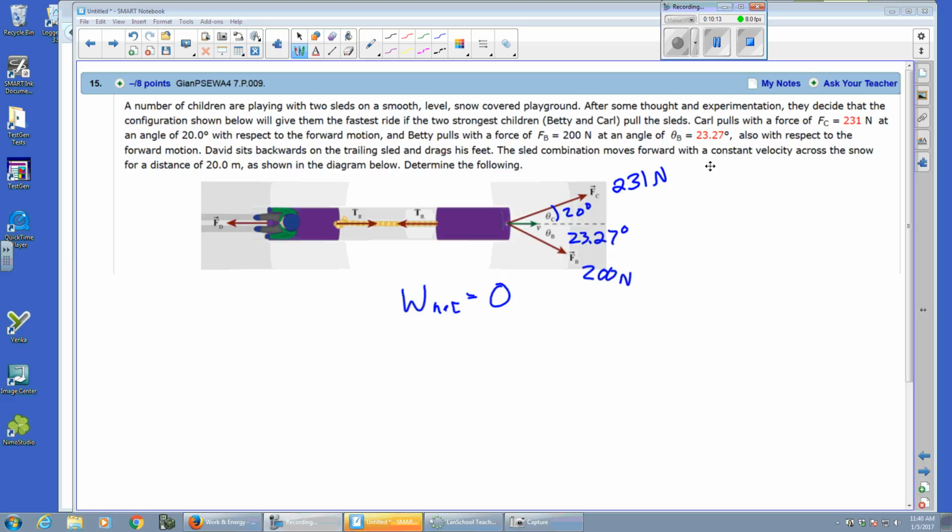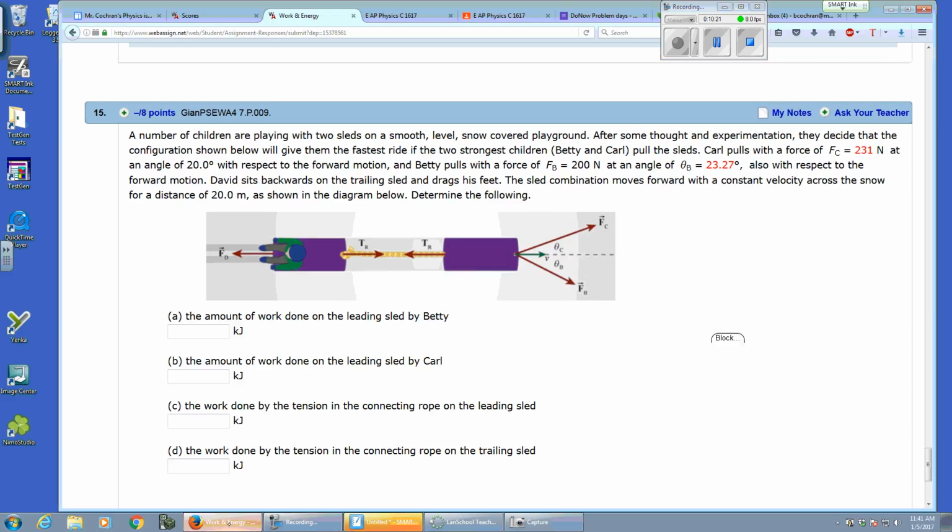All right. So determine the following: the amount of work done by Betty and Carl, the work done by the tension on the connecting rope to the leading sled, the work done by the tension on the connecting rope to the trailing sled. The first two are going to add up to being C and being D.